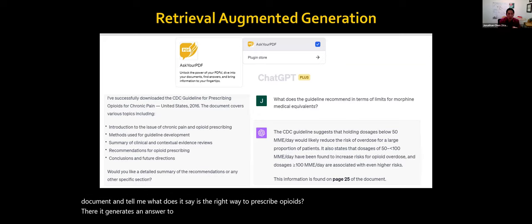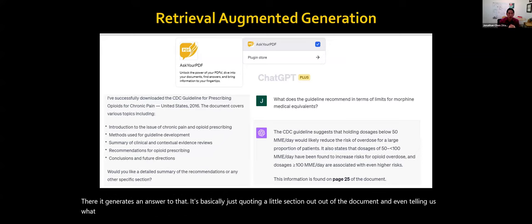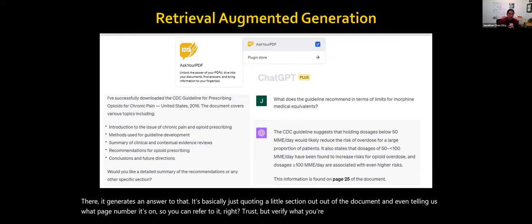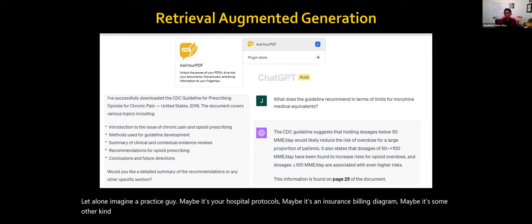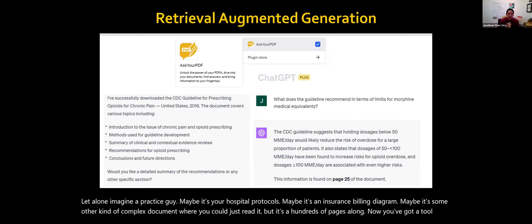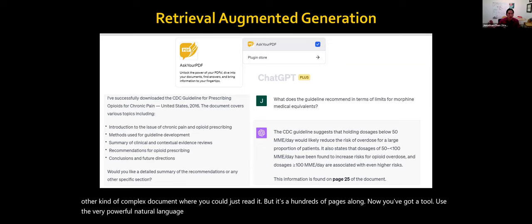It's basically just quoting a little section out of the document and even telling us what page number it's on so you can refer to it, right? Trust but verify what you're getting. Let alone imagine a practice guideline, maybe it's your hospital protocols, maybe it's an insurance billing diagram, maybe it's some other kind of complex document where you could just read it, but it's hundreds of pages long. Now you've got a tool. Use the very powerful natural language capabilities while using an information source that you trust. Don't expect the computer itself to just know what's going on.